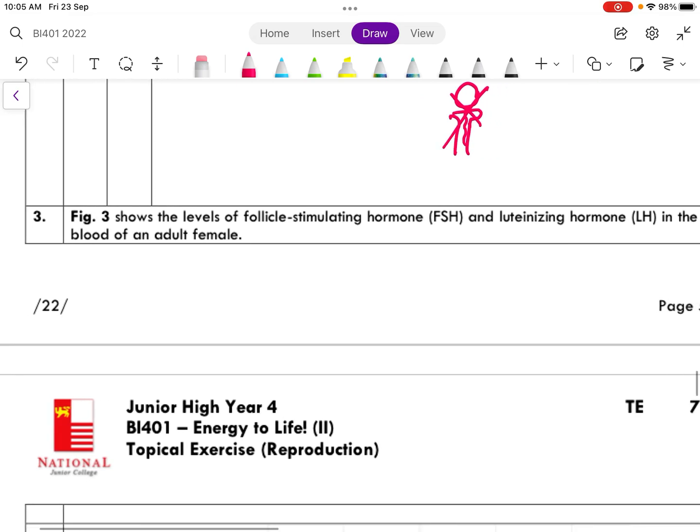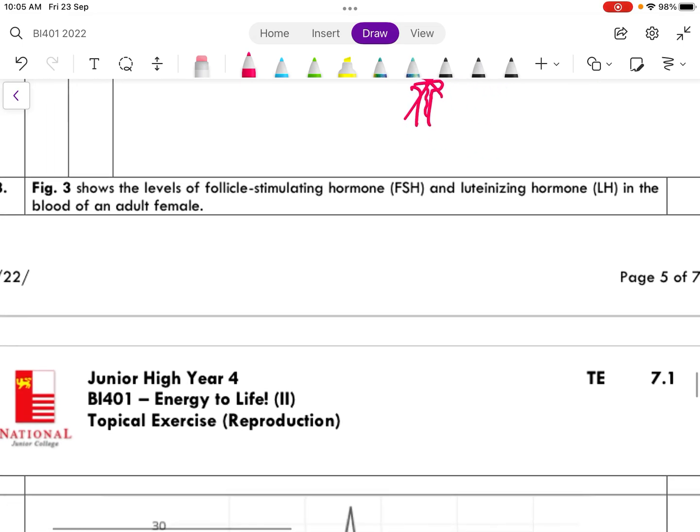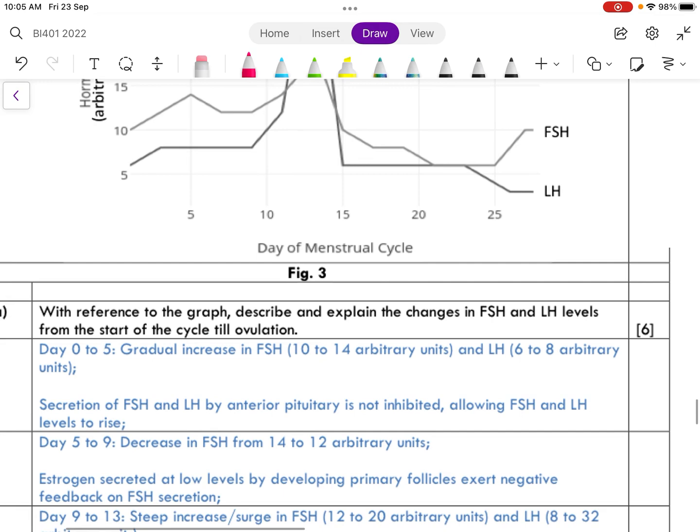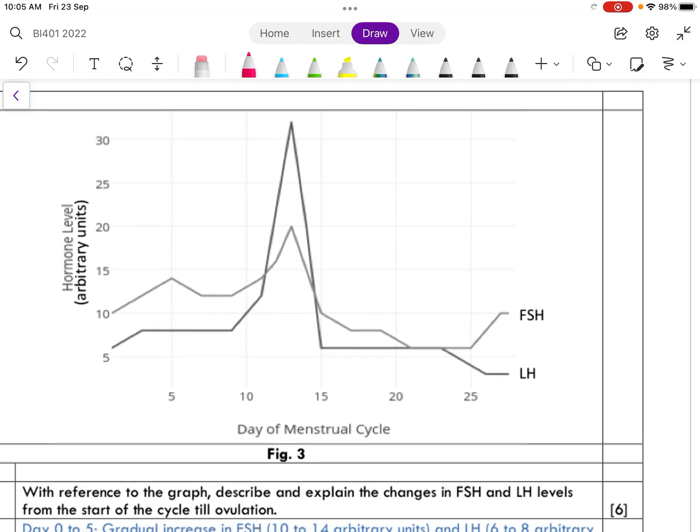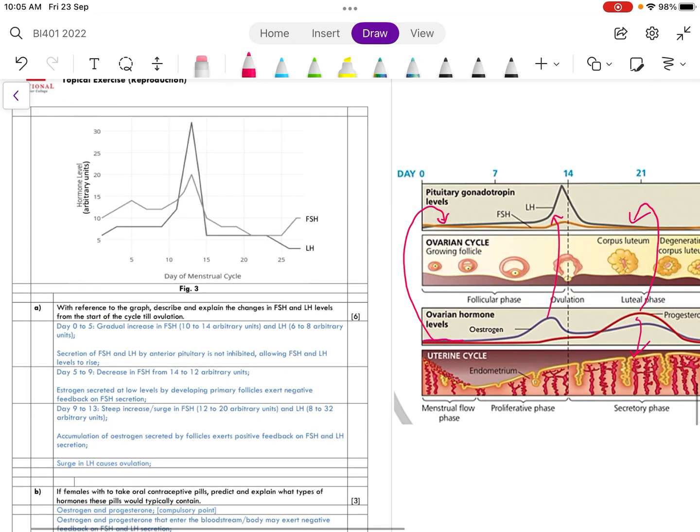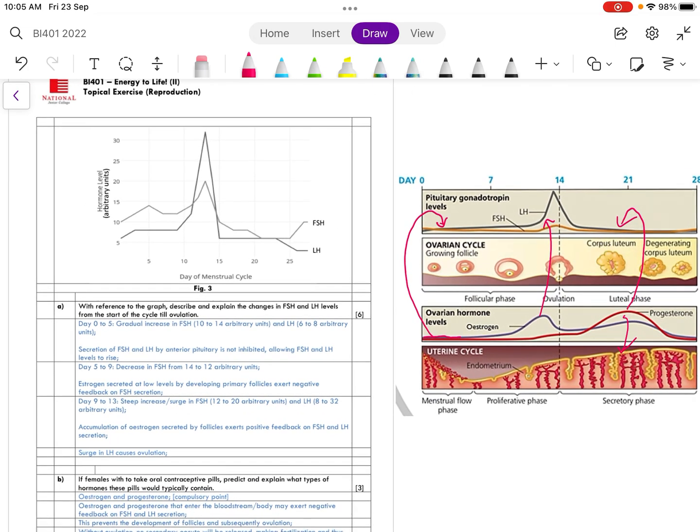Next, we look at question 3. It shows you the levels of FSH and LH in the blood of an adult female. Here's the graph. If you look at it, it looks a little different from the graph that we are familiar with over here.